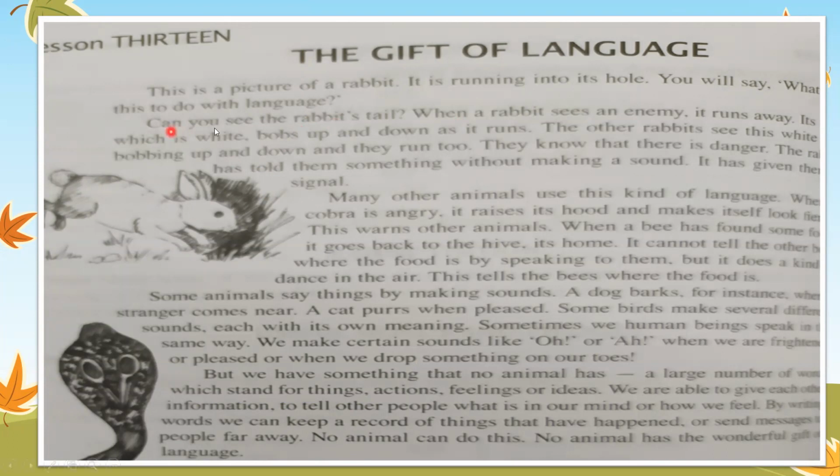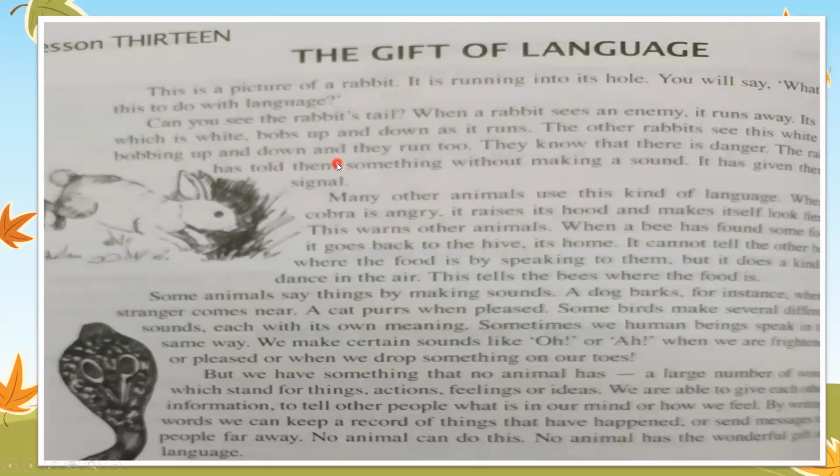Can you see the rabbit's tail? Yes, you can. When a rabbit sees an enemy, it runs away. Its tail, which is white, bobs up and down as it runs. Now, dear students, its tail changes when a rabbit sees an enemy and runs away, and its tail, which is white, bobs up and down as it runs. So, dear students, bobs up means to raise up.